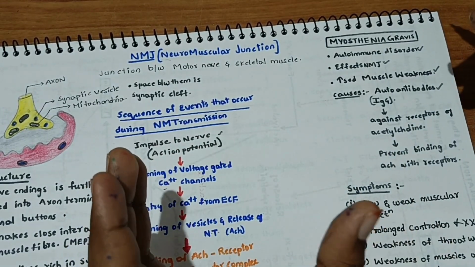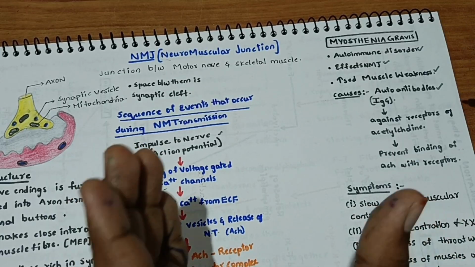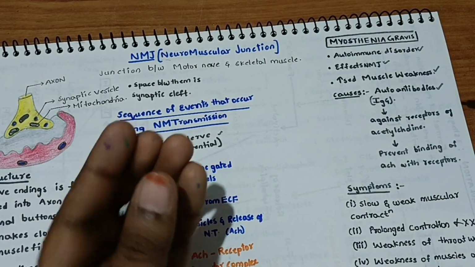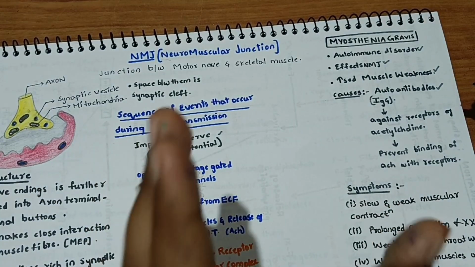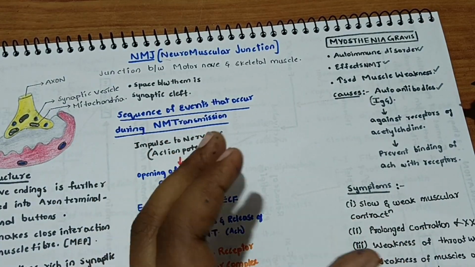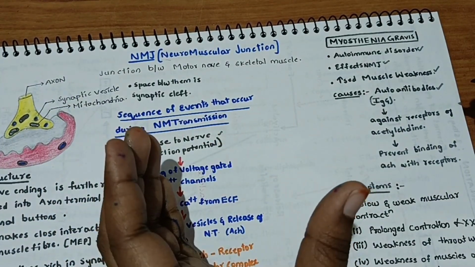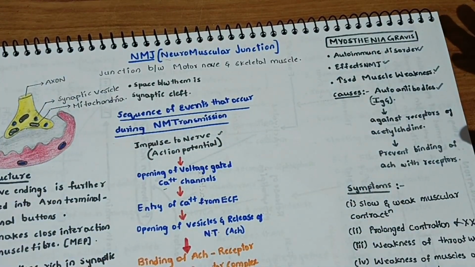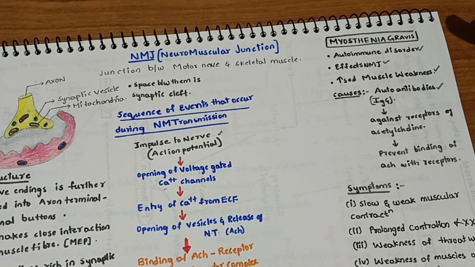We have receptors at the postsynaptic membrane, right? These autoantibodies work against the receptor of acetylcholine and prevent binding of acetylcholine with the receptor. Whenever these autoantibodies are released, the acetylcholine does not bind with the receptors of the postsynaptic membrane. That leads to myasthenia gravis.